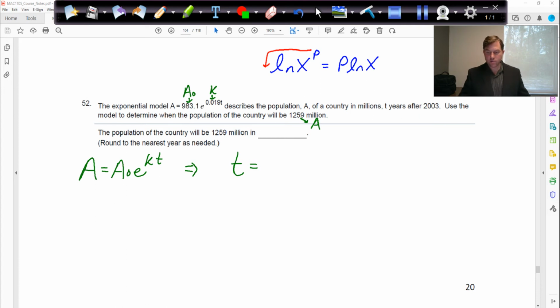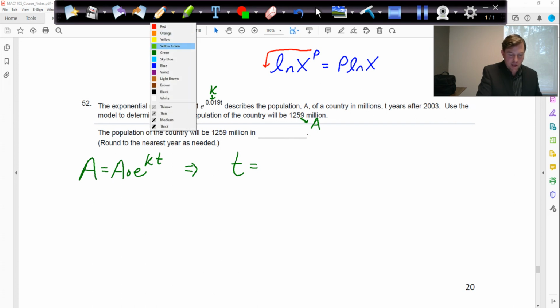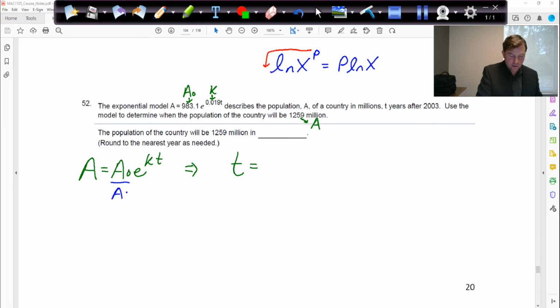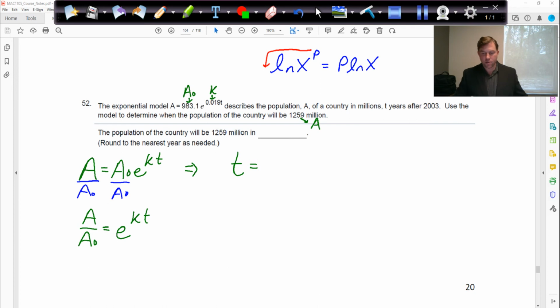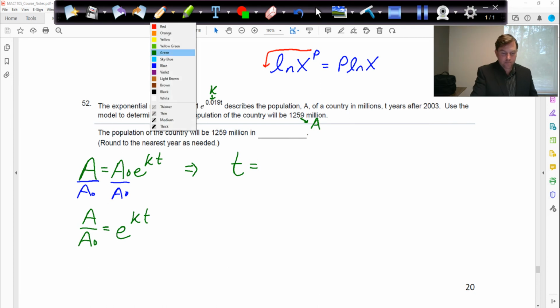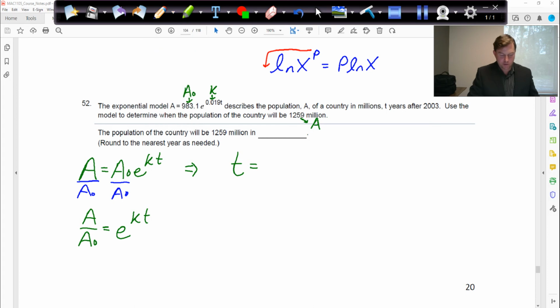So we've got to get t to not be a power anymore. And the way to do it is to take a logarithm of both sides. But before we take a logarithm, we're first going to divide both sides by A0. So I can't have this A0 over there, so let's move it over here. And so we're going to get A over A0 equals e to the kt. And actually, there's an even simpler form of this equation. Actually, no, let's keep going this way. Okay, so we have A over A0. Now we're going to take a natural log of both sides.